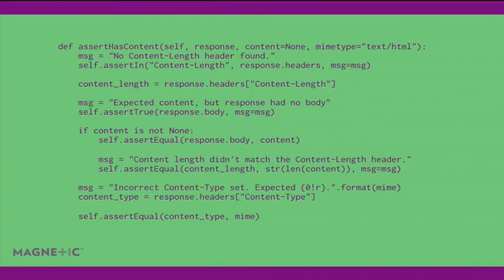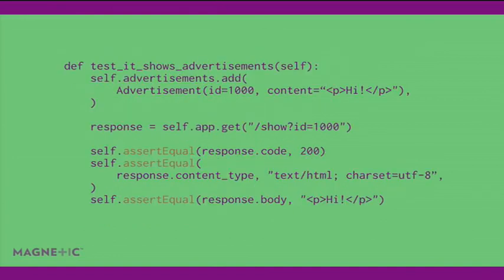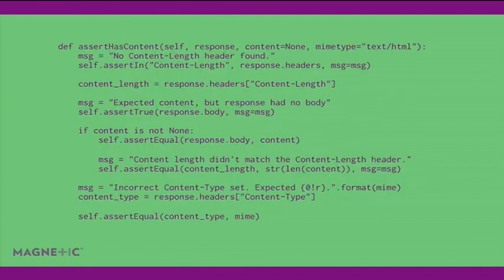So what is this? This is the conversion of these three assertions into one assertion that actually encapsulates some meaning. And the meaning that this assertion is trying to encapsulate is that responses have content. I sometimes want to assert against that content. And there are a couple of things that need to be true when I'm making that assertion, and I want this assertion to just handle taking care of all of those things.